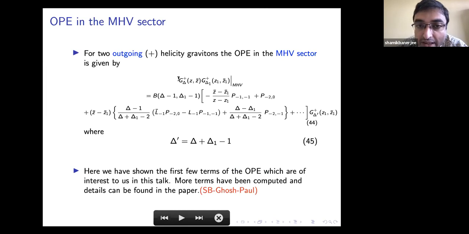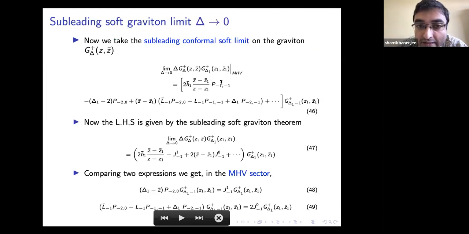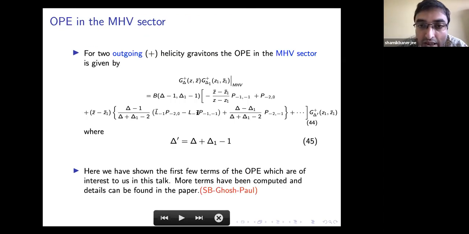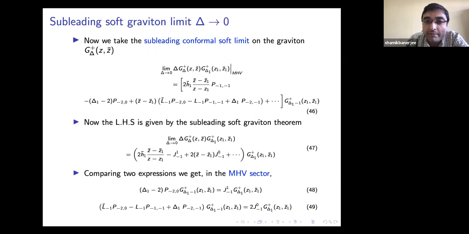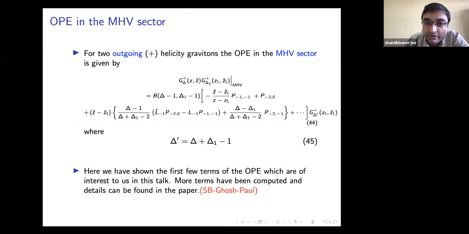Now, if I take the subleading conformal soft limit on this G plus delta ZZ bar, one can easily compute this, and what you get is this. So this OPE which we have, once we do this, delta going to 0 times delta G plus delta ZZ bar, we get back this. But the point is that this is also given by the subleading soft graviton theorem, because this limit, delta going to 0 of delta times G plus delta ZZ bar, is essentially the S plus 1 ZZ bar which we talked about here.